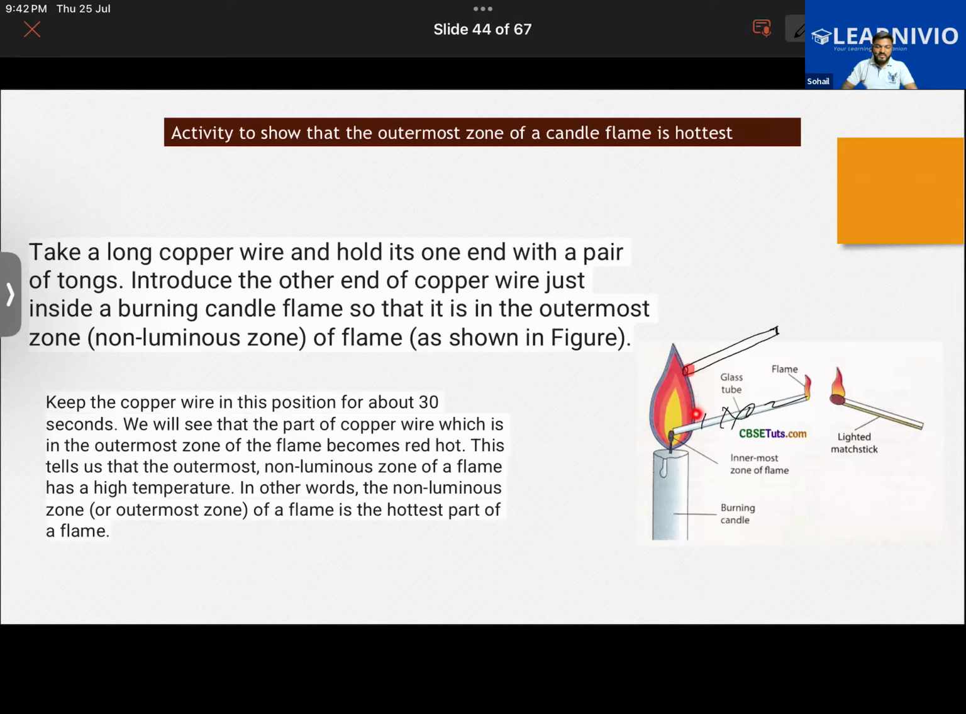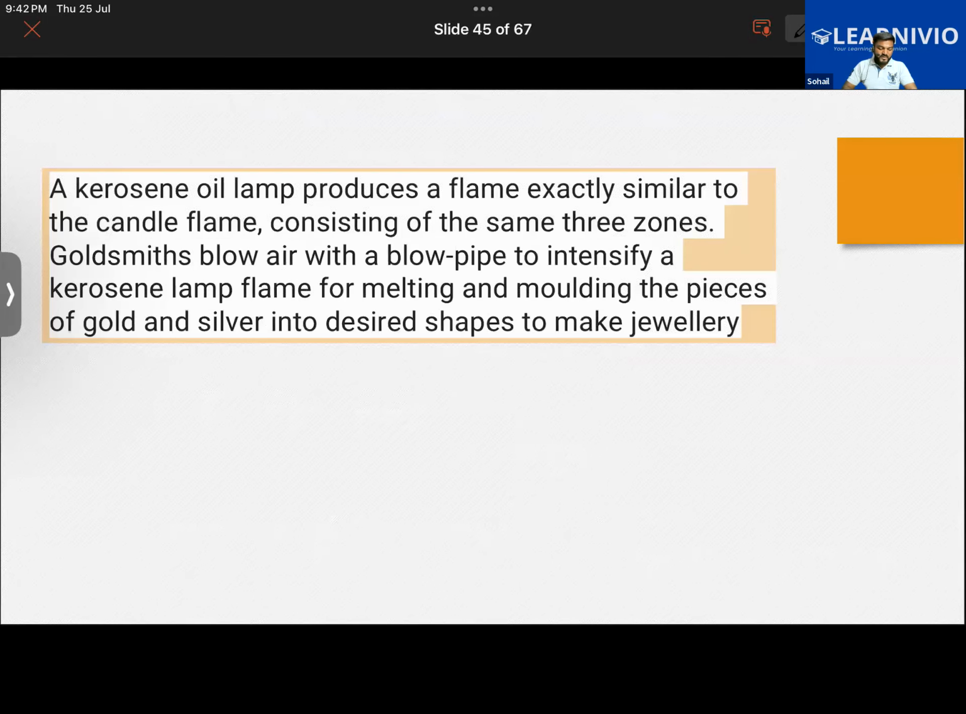But at the same time, if you were to take another piece of copper wire and hold it in, let's say, the innermost zone or the middle zone, that will not become that hot. That will not give you the red color. Getting it now? So thereby it proves that the outermost zone is the hottest zone of the candle flame. That has been proved here. Okay now.